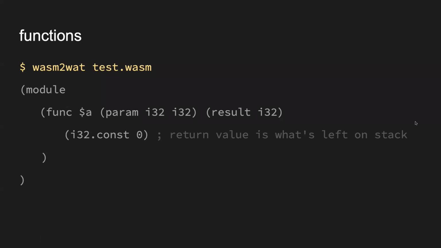We also have functions, which are just units of WebAssembly that you can run. You can invoke functions directly from JavaScript, or you can invoke functions from other WebAssembly functions. So for example, this function takes in two i32 values and returns an i32 value, and its implementation simply returns a 0. Basically, at the end of this function's invocation, the return value is just whatever's left on the stack.